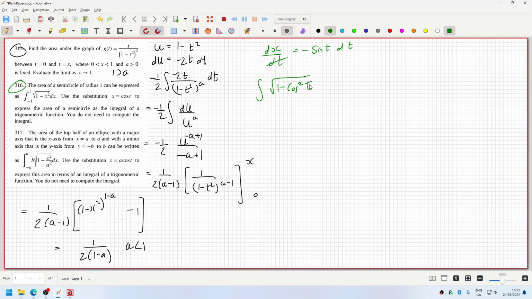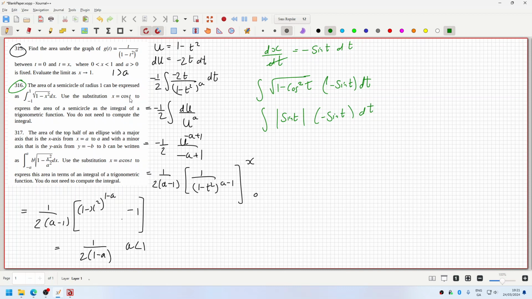Because we said x is cos t, and dx is minus sine t dt. So this becomes root, and that's sine squared, so that's sine, but this one has to be a positive technically, times minus sine t dt. So we just got to be careful with the limits.